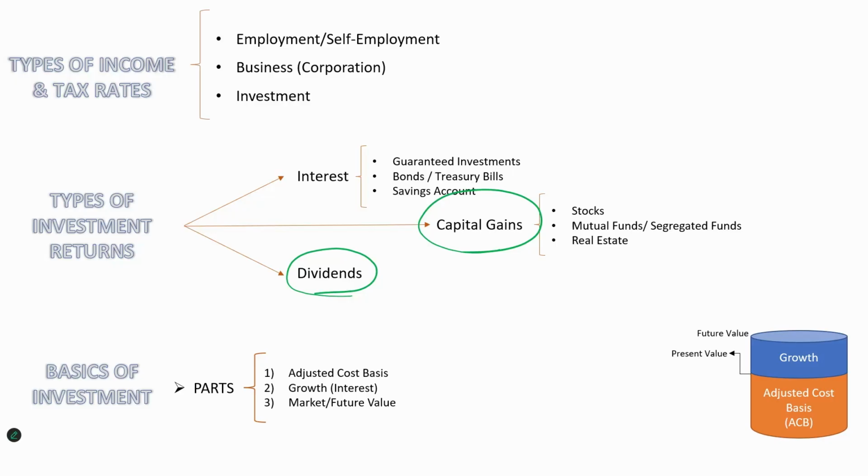And then there's going to be either growth or interest, right? Growth in capital gains, and interest in the interest type of investments or dividends. Eventually, it's going to give me a future value, which is the combination of my ACB plus growth.